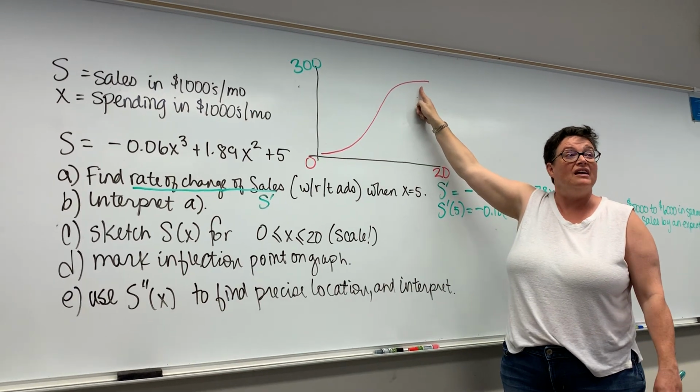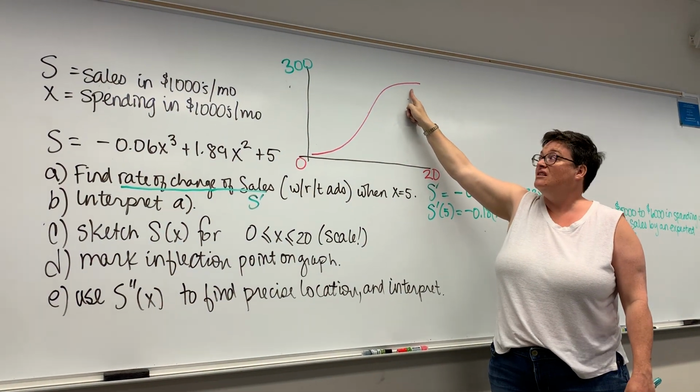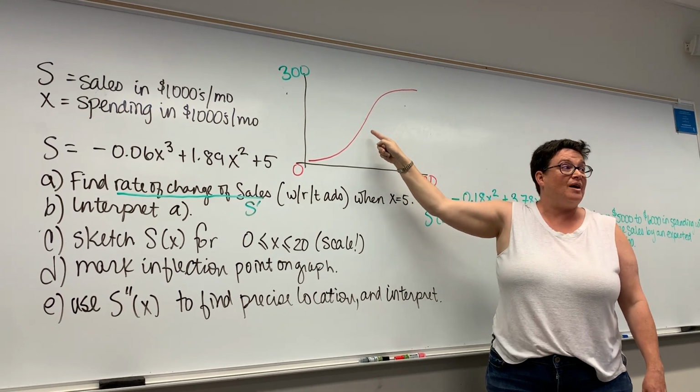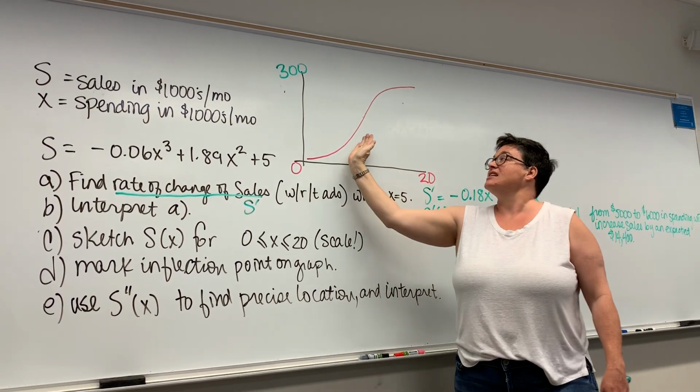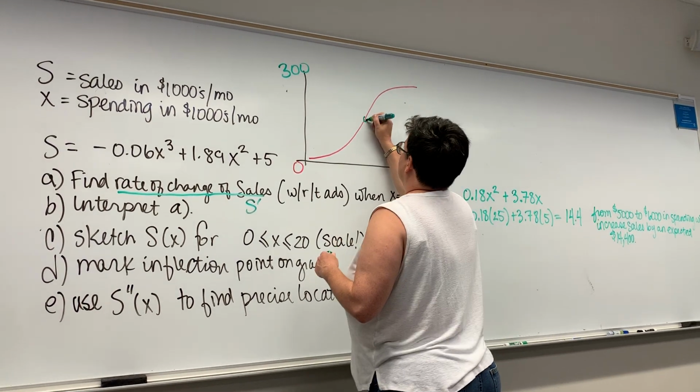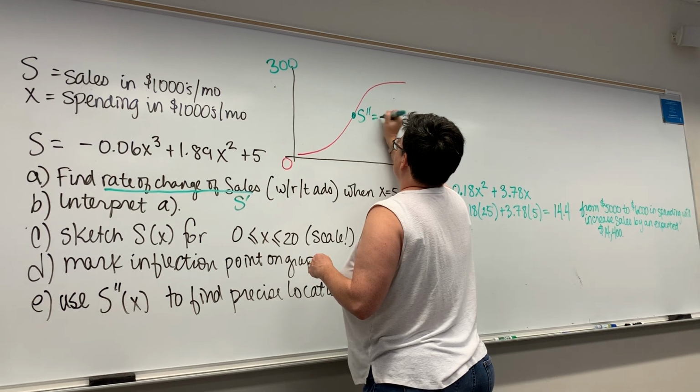Inflection points are where what? It should be in the middle. It's where concavity changes from up to down or down to up, right? So here's where it's up, here's where it's down. So somewhere in here is where it changes. So this is where S double prime equals 0.